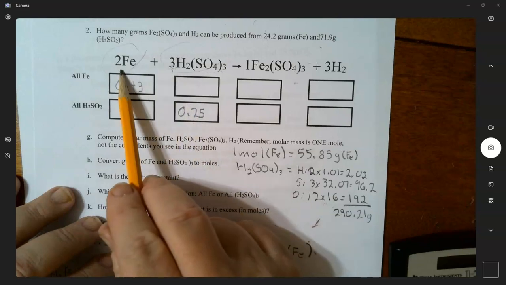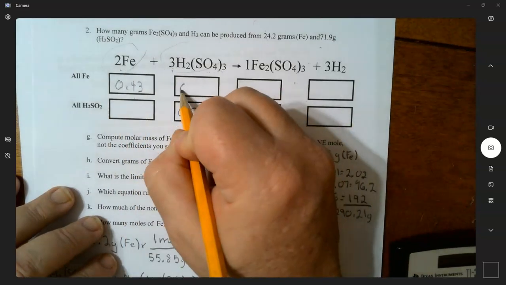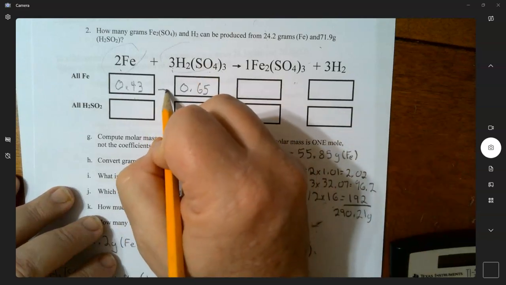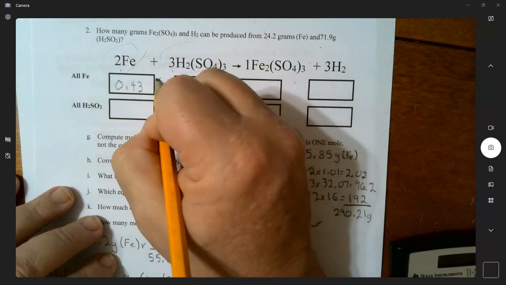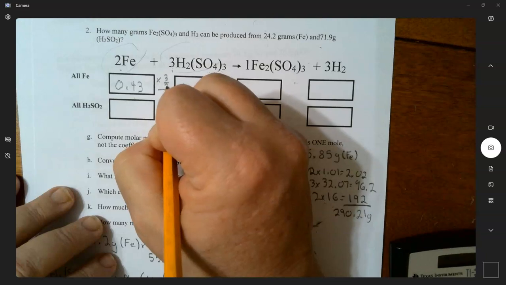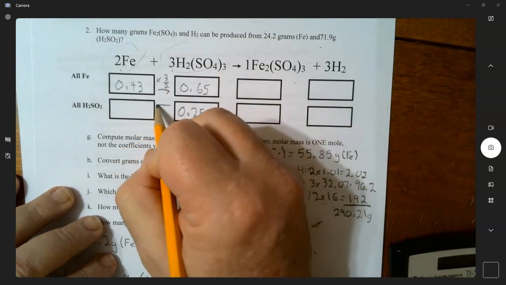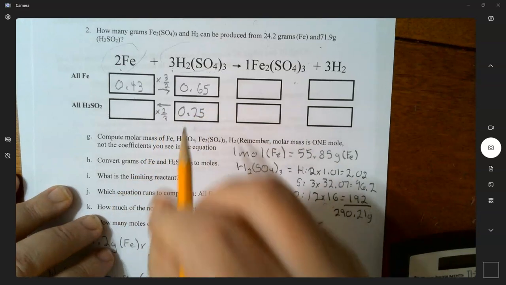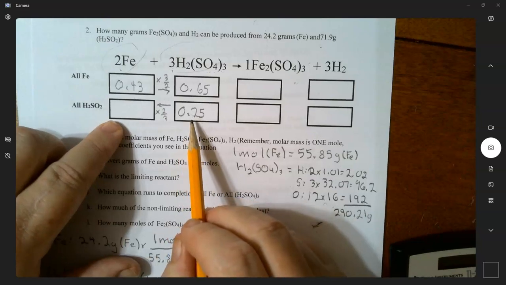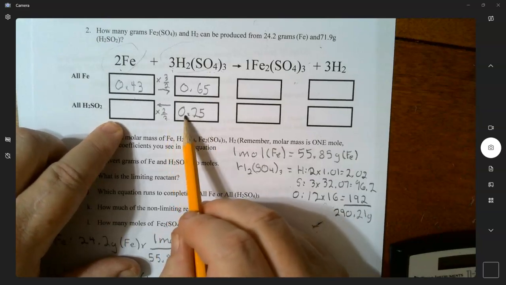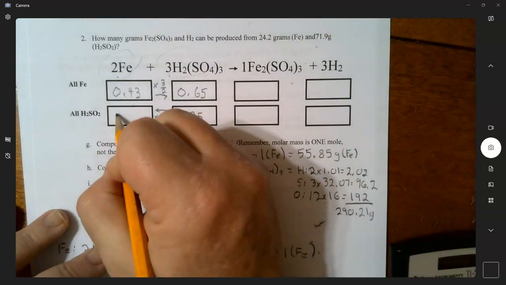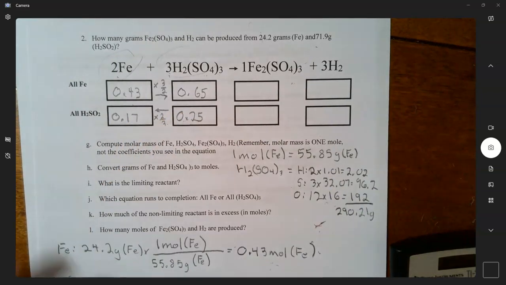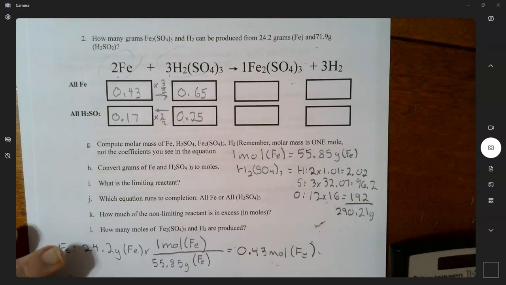So you're going to multiply by 3 and divide by 2, and you're going to get roughly 0.65. Okay, so in this direction, you're multiplying by 3 halves. Multiply by 3, divide by 2. Going in this direction, you're going to multiply by 2/3. You're going to end up with 2/3 as much Fe as you have H2SO4. So we multiply that by 2/3, all right? And what we get for that is 0.17 roughly, 0.1718 or 5, okay?